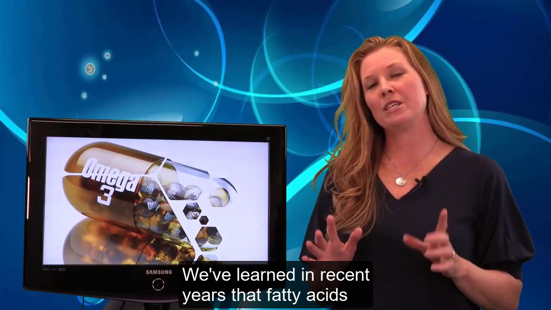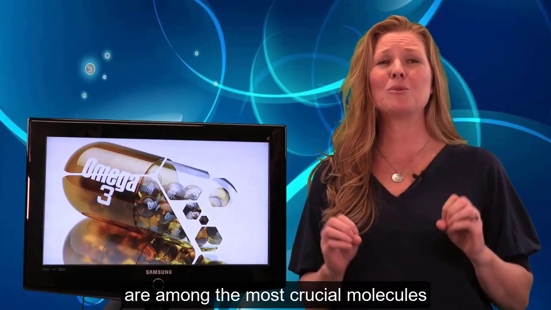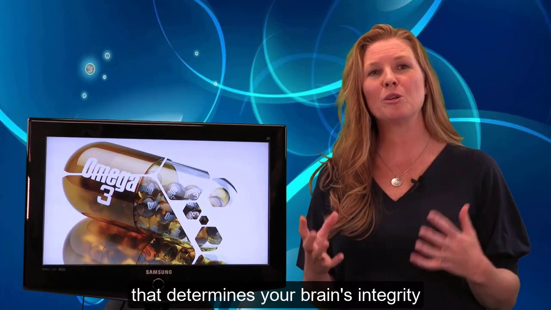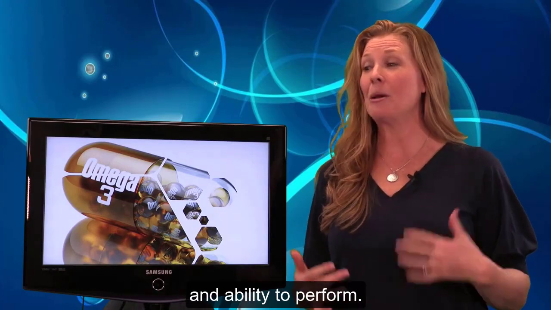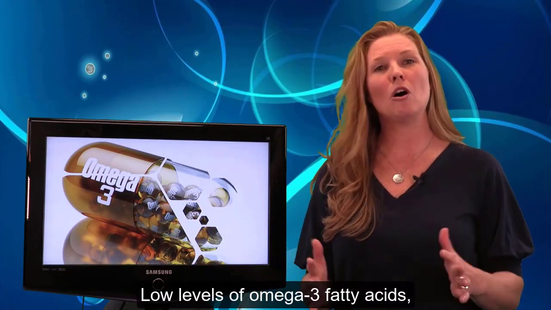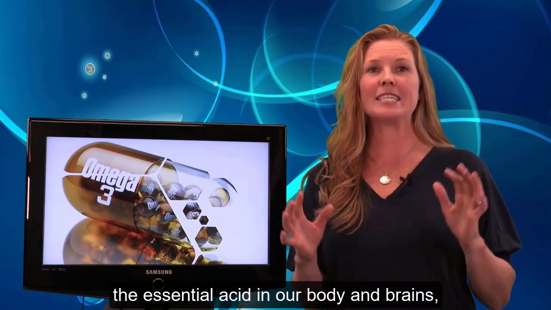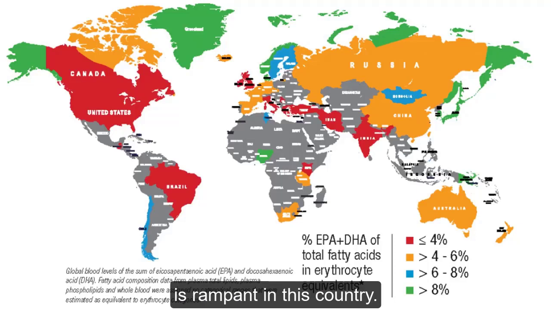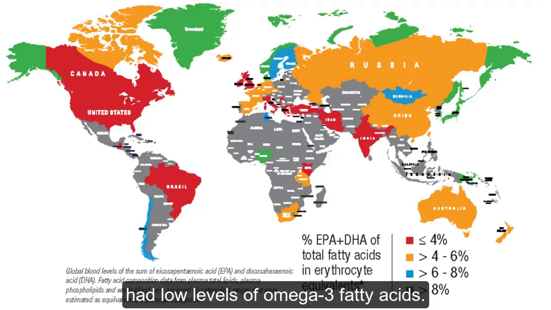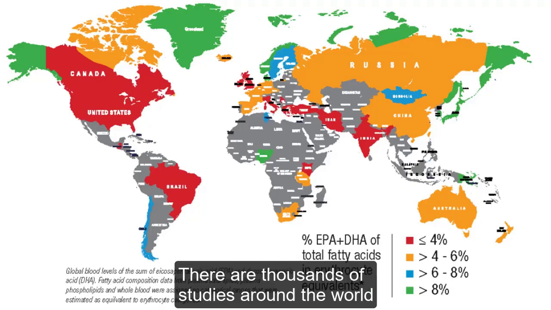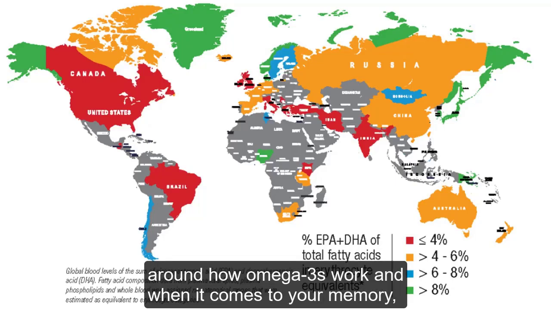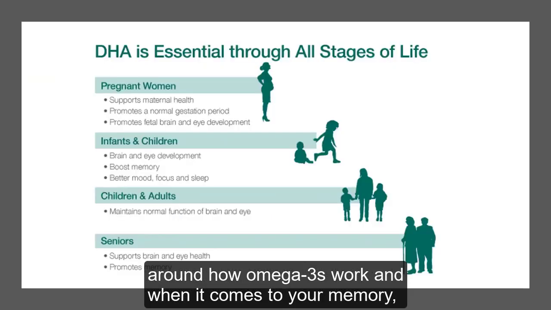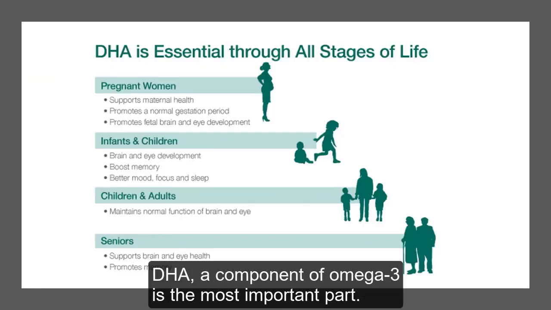We've learned in recent years that fatty acids are among the most crucial molecules that determines your brain's integrity and ability to perform. Low levels of omega-3 fatty acids, the essential acid in our body and brains, is rampant in this country. Over 95% of study participants had low levels of omega-3 fatty acids. There are thousands of studies around the world around how omega-3s work, and when it comes to your memory, DHA, a component of omega-3s, is the most important part.